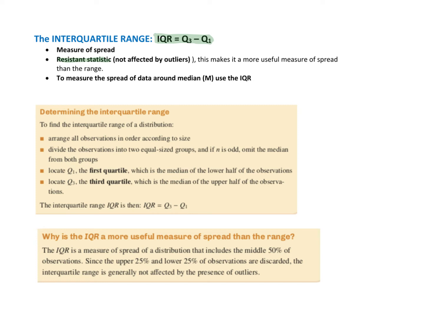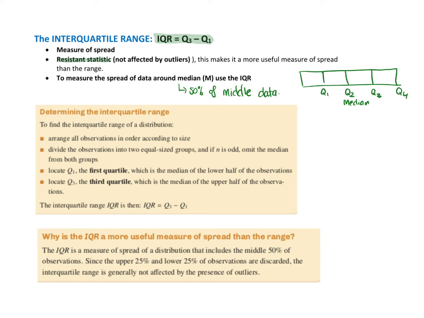It shows us where the centre 50% of the data, the middle 50% of the data, lies. Obviously if you had your data broken up into quarters, there's Q1, then Q2 is actually the median, then you have Q3, and then the finish would be Q4. So the interquartile range is the middle 50% of the data that lies between Q1 and Q3.